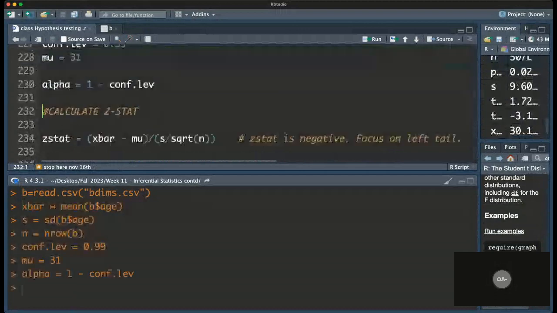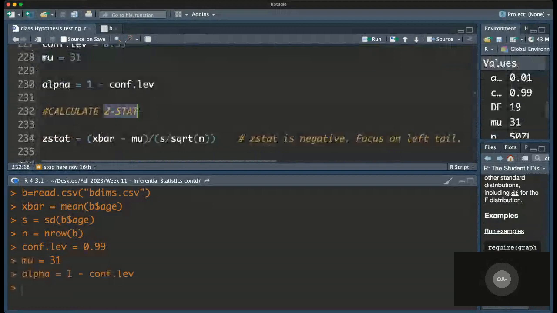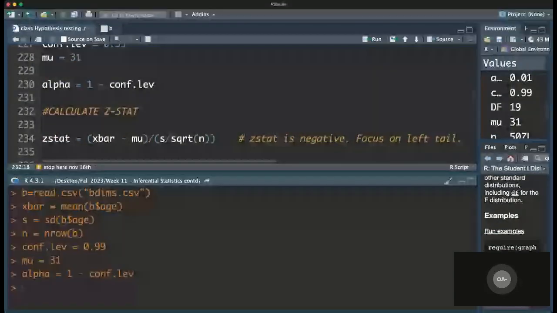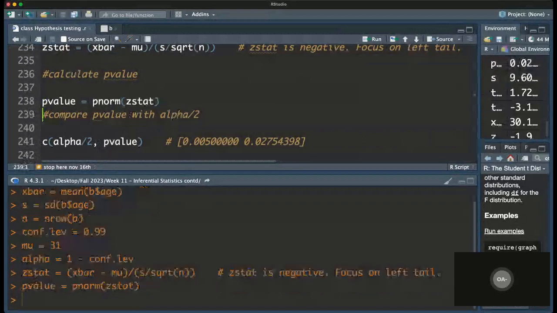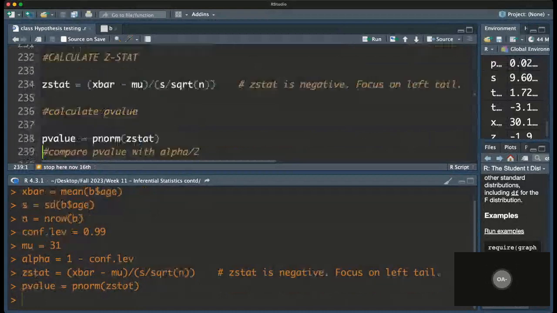Alpha. And calculating our z-stat, we've seen this formula severally. X bar minus mu divided by s over square root of n will give us our z-stat. And our p-value is pnorm of z-stat. Now, something is here. It says z-stat is negative, focus on left tail.